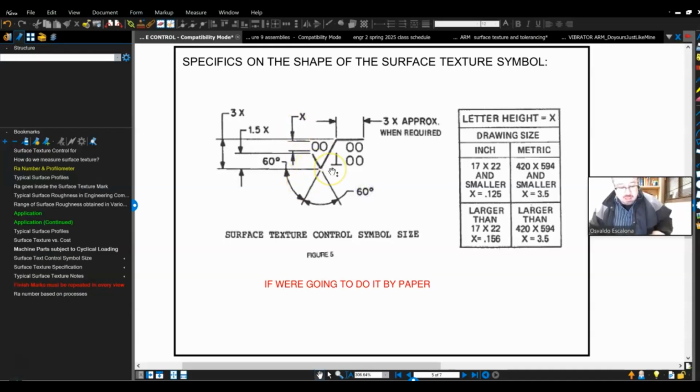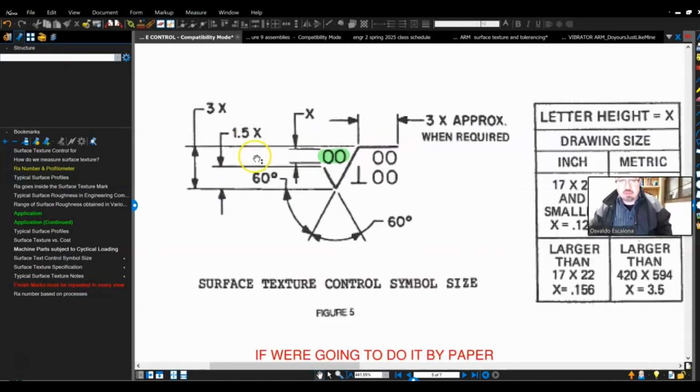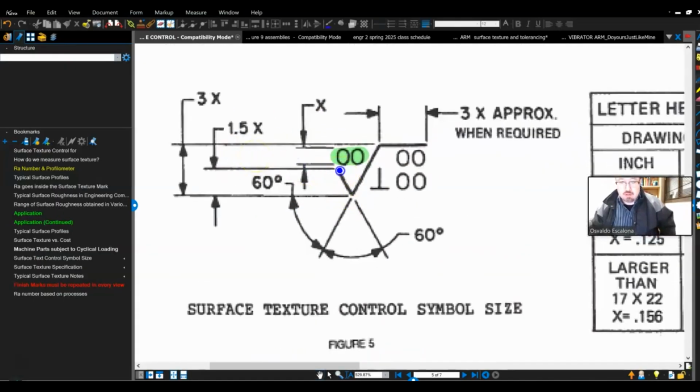And then we also said we usually only do the check mark, or at least in my class, we're only going to do the check mark, because we're going to tell the machinist you can do it however you want. Just make sure that you get the surface finish number, which is my RA number, my average roughness number. If you were to draw this by hand, this will be the dimension that you will use.